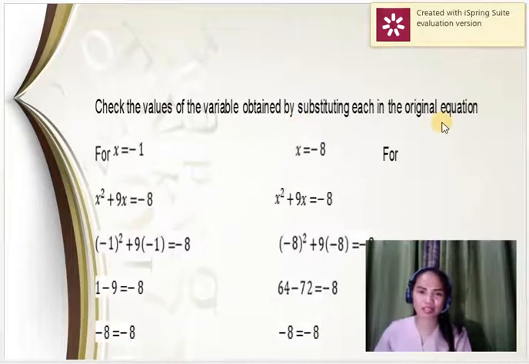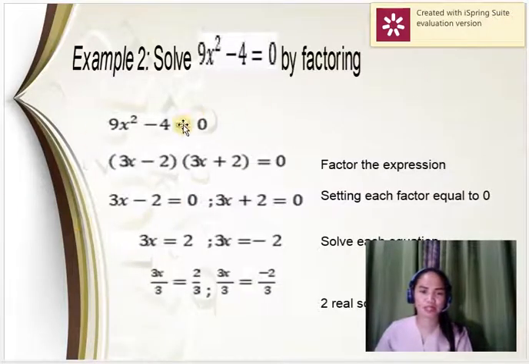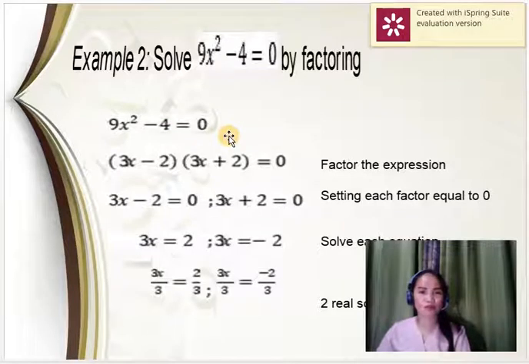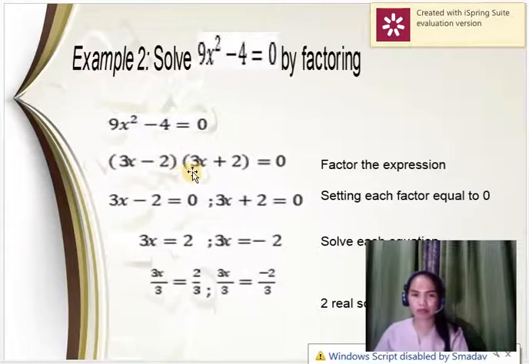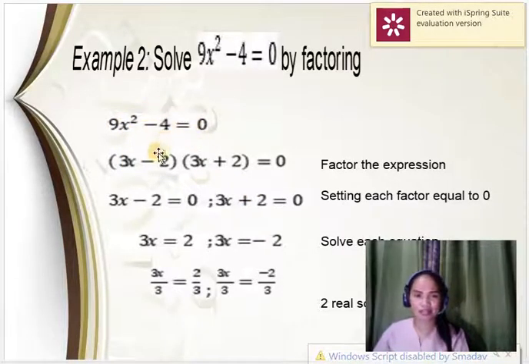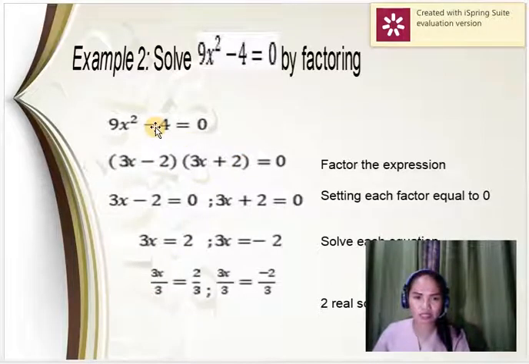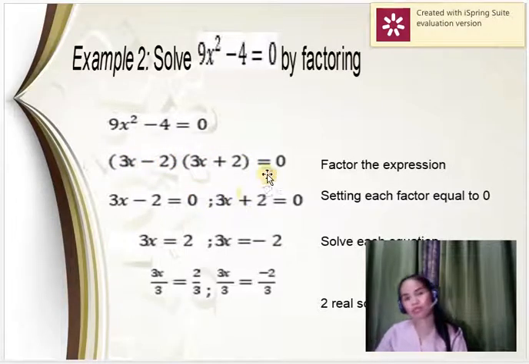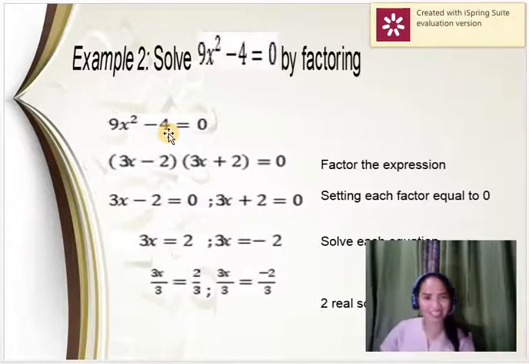Okay, you can check if your solutions are correct by substituting your values. Let us have another example. 9x squared minus 4 is equal to 0. Open and close parenthesis. Factor the first term, 3x and 3x. Factor the last term, 2 and 2. Since this one is negative 4, when you factor it, one is positive and one is negative. That will result to negative 4 when you multiply them.